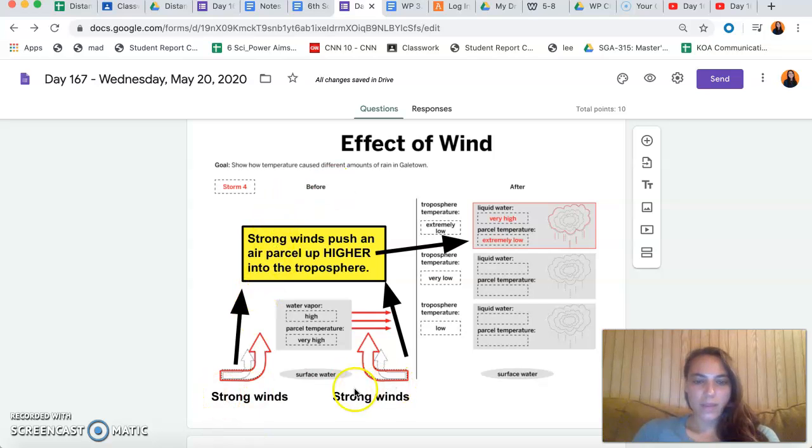see that with strong winds, they push an air parcel up higher into the troposphere. That's step one of the model.